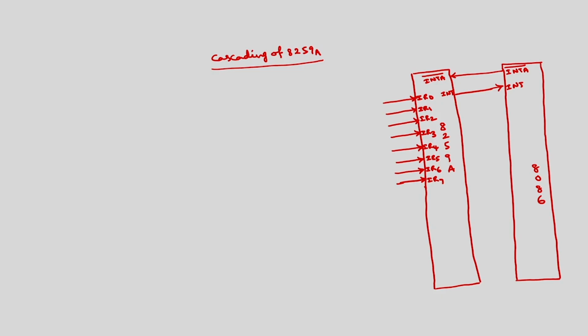Then we have the A0 line of this one connected to A0, and the data bus will be connected together. We have D7 to D0, which will be connected to D7 to D0 of the lower order 8 bits of the 8086 address data bus.